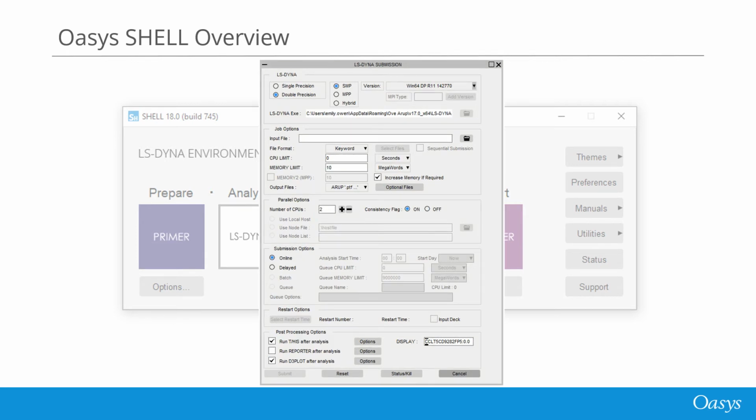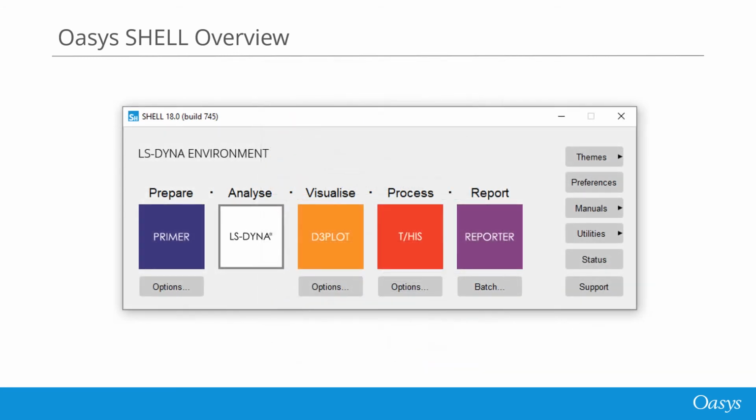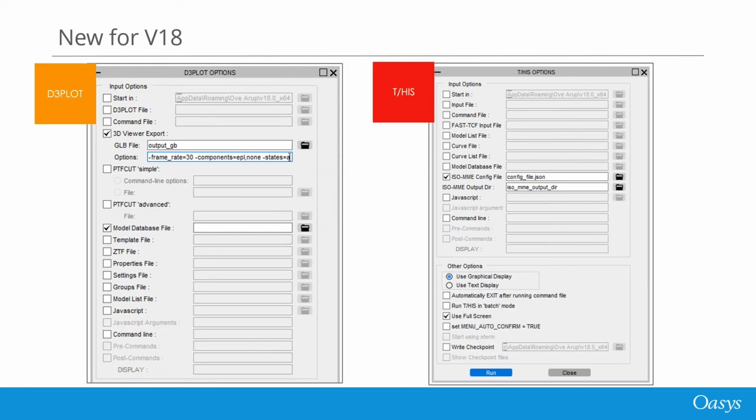New for version 18, the respective program options, which can be accessed via the post-processing options button in the submission panel, or the options buttons within the shell panel itself have been updated. As well as minor updates to the panels, options to support new features and applications have been added.